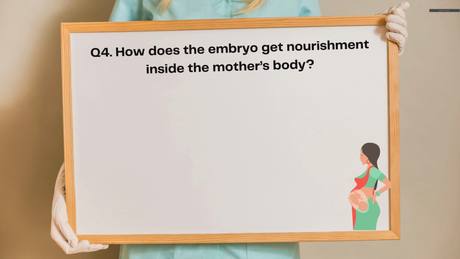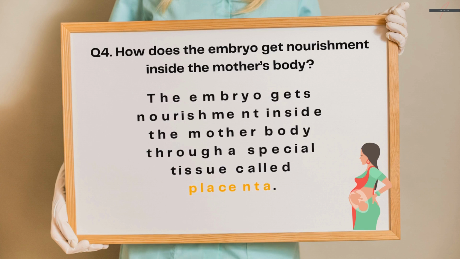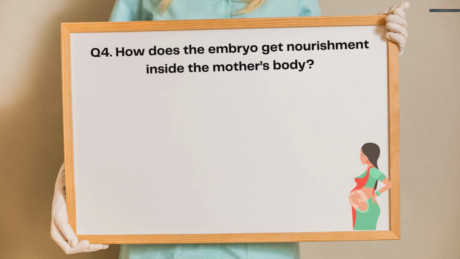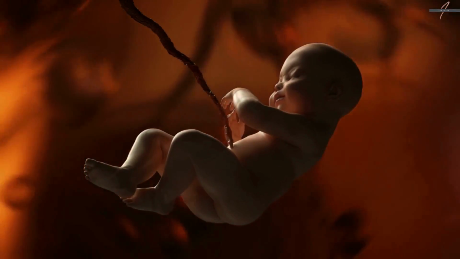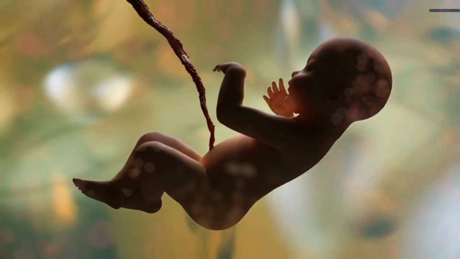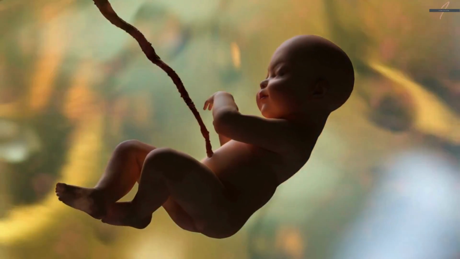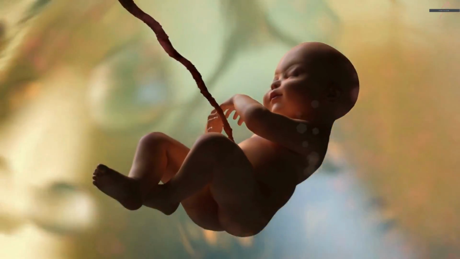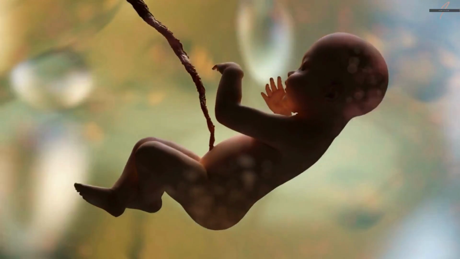Next question is, how does the embryo get nourishment inside the mother's body? The embryo gets nourishment inside the mother's body through a special tissue called placenta. Placenta is a temporary organ that develops in the uterus during pregnancy. It attaches the fetus to the uterine wall. It also provides nutrients to the fetus and also allows the fetus to transfer waste products to the mother's blood. Moving on to the next question.